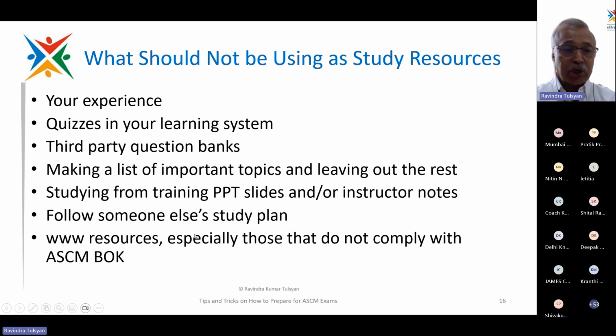Okay, and then don't use worldwide web resources, internet, go to Google, type in questions and get the answers. I'm not sure. Sometimes they may comply with the APICS body of knowledge, and sometimes they may not. So if you start studying through WWW resources, that may be risky. I'm not saying that you may not pass, but I'm saying that could be risky. So I will say you avoid that.